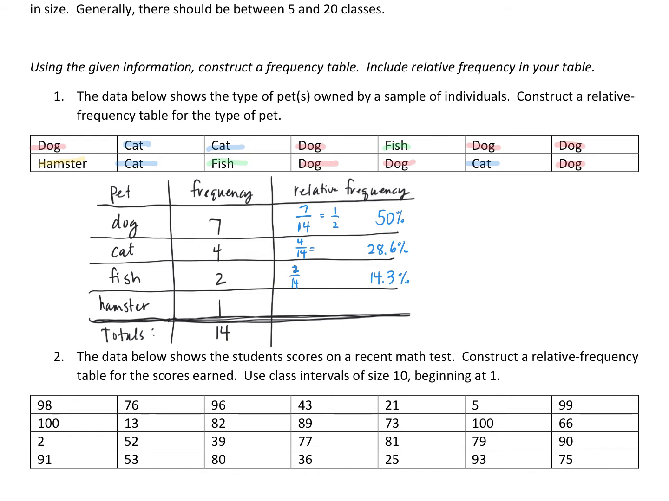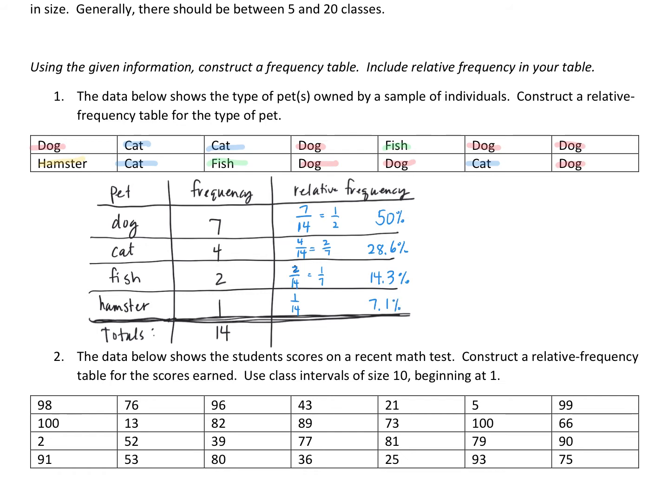And again, if you left them as fractions, you would just reduce. So that would be 2/7 for cats, 1/7 for fish. And then the hamster is 1 out of 14, so that would be in lowest terms as far as the fraction goes. And then you would just divide to get 7.1%.